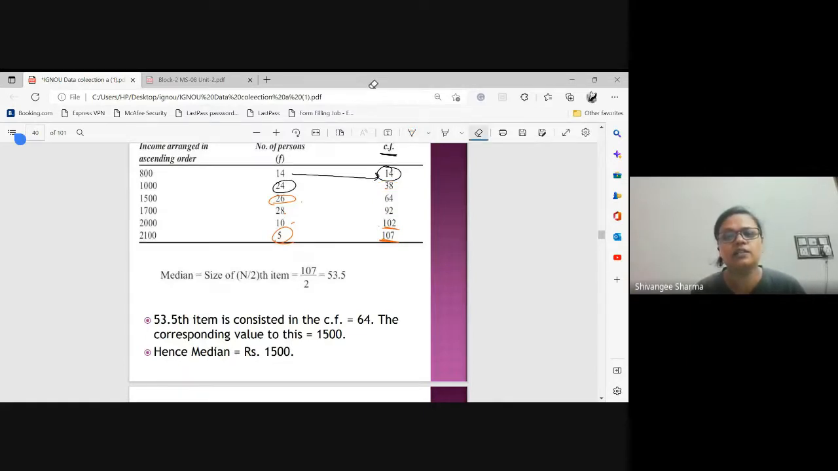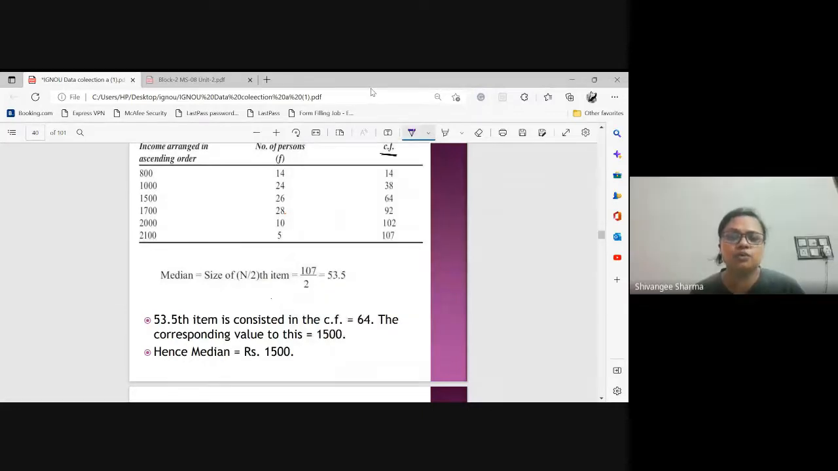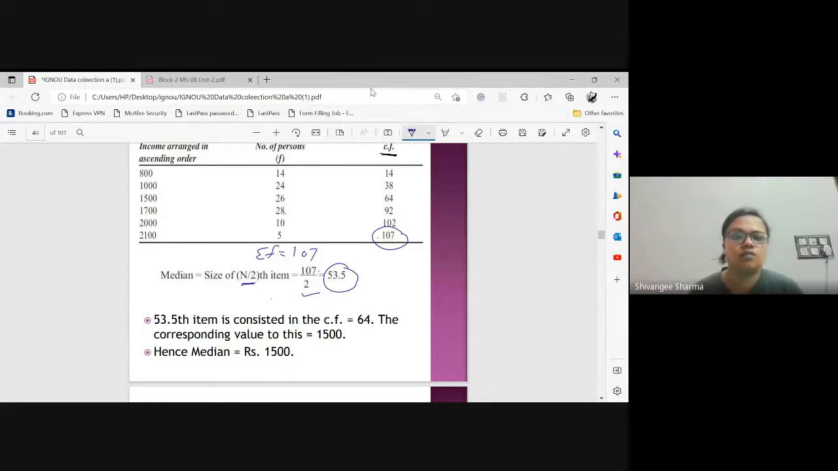If you have calculated this cumulative frequency, then the question is solved, because now what you have to do is find the size, right? And size can be obtained by dividing cumulative frequency by 2. So here the cumulative frequency last value is 107, or you can say the summation of f. It will also come 107. So you divide 107 by 2, n by 2, you are getting 53.5. Now you have to identify the class which has this value just greater than 53.5.